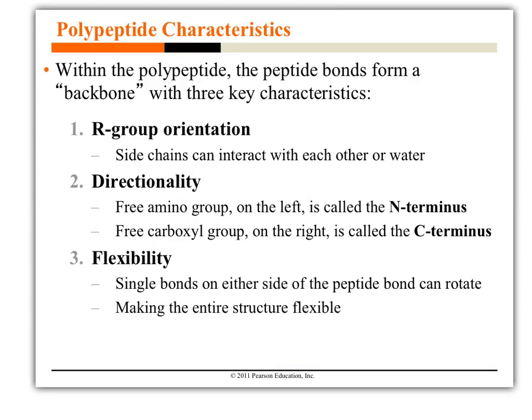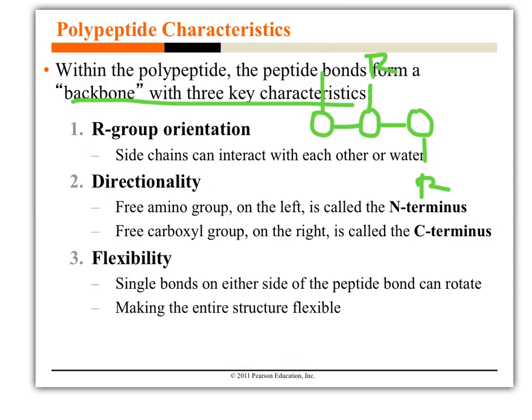The peptide bonds are controlling the backbone. So amino acid, peptide bond, amino acid, peptide bond, amino acid. R group orientation: the R group could stick up this way, or stick down this way, right? Two together, they would interact, or sticking out the other side, they could interact. Kind of controls where they go. The chemistry controls how those R groups are stuck together.